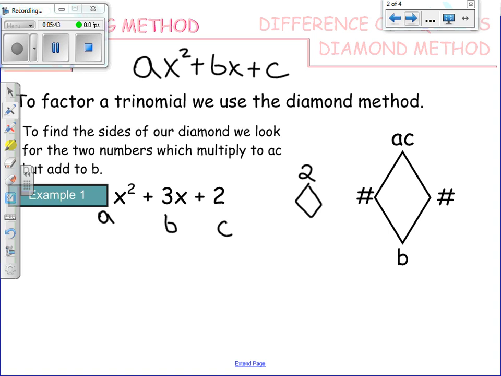And then on the bottom of the diamond, you put your B value. What's your B value? 3. Perfect. The sides of the diamond, those are the two numbers that you have to try to find. You need to find things that multiply to be 2 and add to be 3. 2 times 1. And those go on your side.